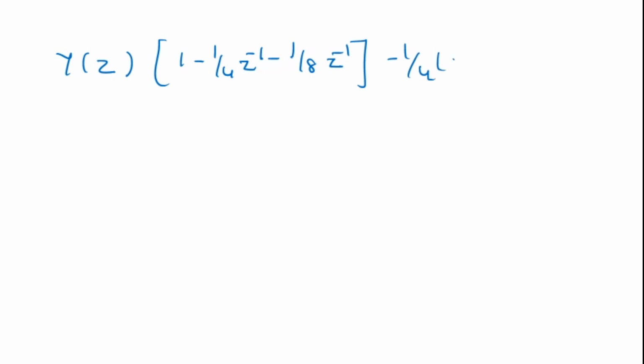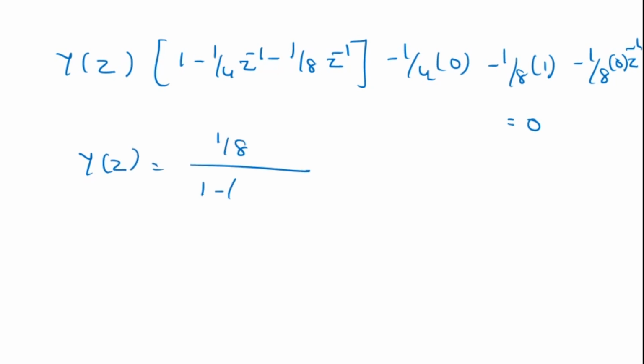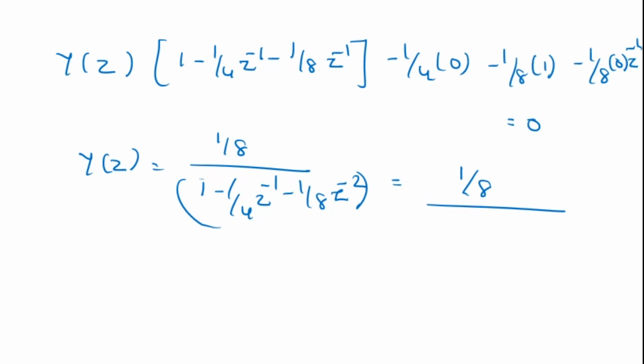Then y of z into 1 minus 1 by 4 z inverse minus 1 by 8 z to the power minus 2, minus 1 by 4 into 0 minus 1 by 8 into 1 minus 1 by 8 into 0 into z inverse, equal to 0, or y of z is equal to 1 by 8 divided by 1 minus 1 by 4 z inverse minus 1 by 8 z to the power minus 2, which is equal to 1 by 8 divided by 1 minus half z inverse into 1 plus 1 by 4 z inverse.